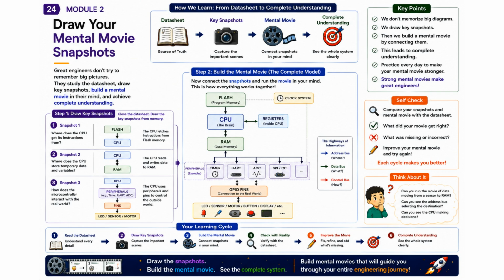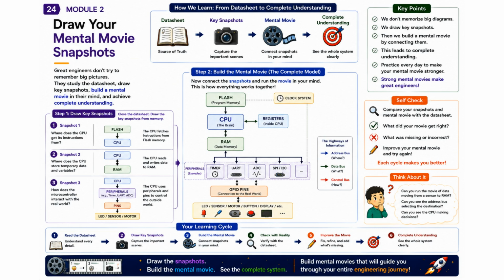Remember to follow these steps. First, read the datasheet carefully. Second, draw the key snapshots. Third, build the mental movie in your mind. Fourth, compare your understanding with reality. Fifth, improve the movie by fixing what is missing. And finally, achieve a complete understanding of the system.